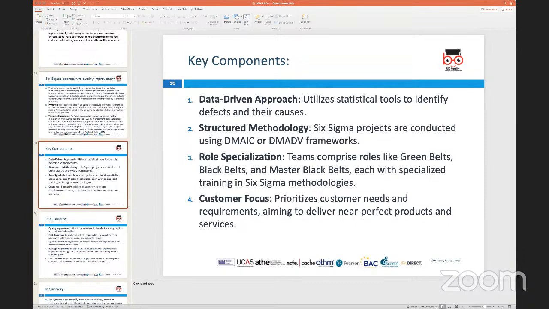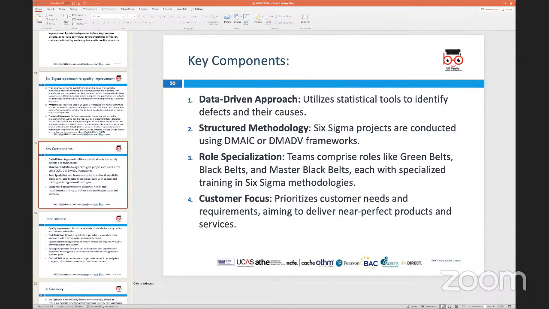Black belts are generally going to be project leaders. That means they are going to be responsible for leading significant process improvements across the projects. They will have a comprehensive understanding of Six Sigma principles and tools, which means the DMAIC frameworks. And these would be useful for them to introduce process-related improvements.